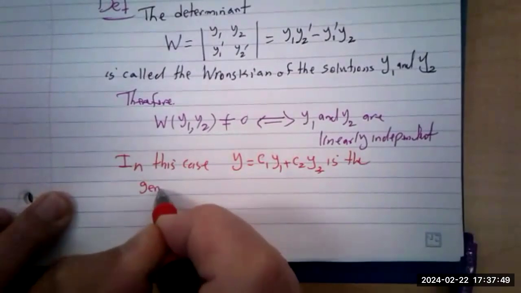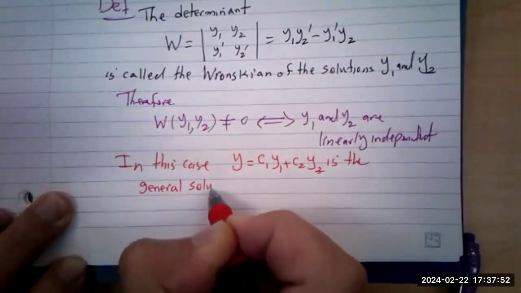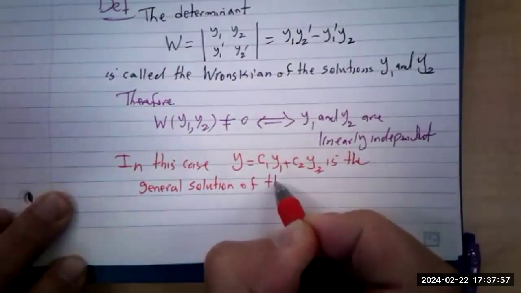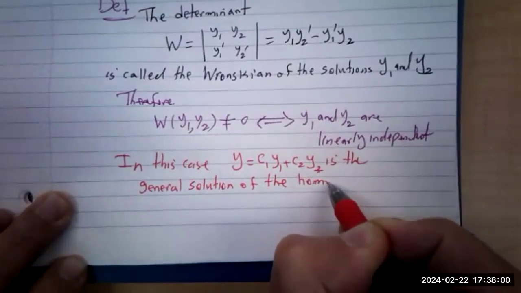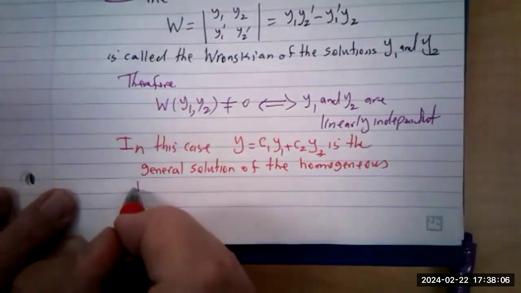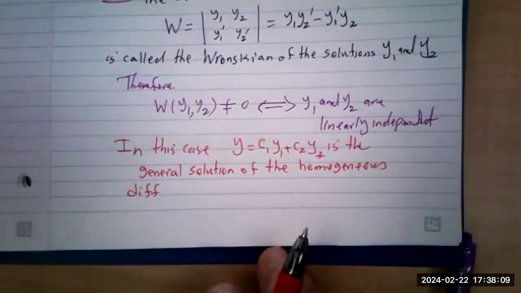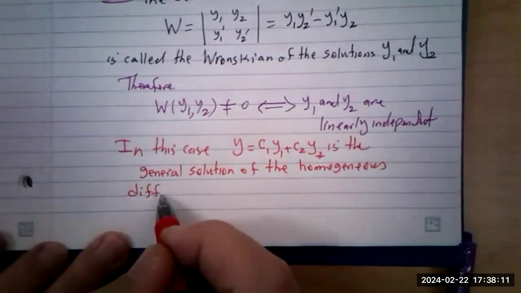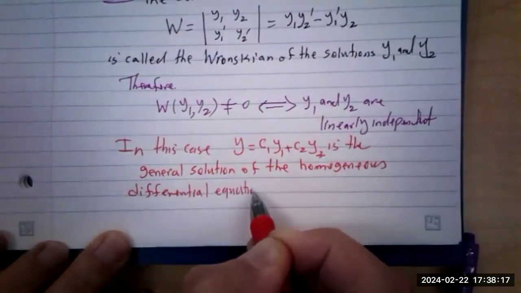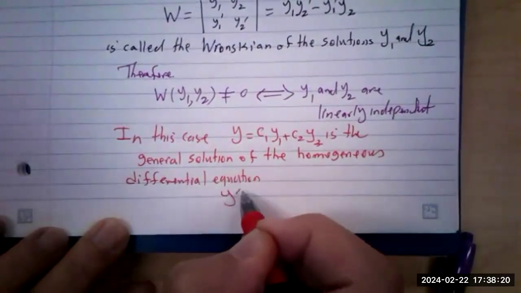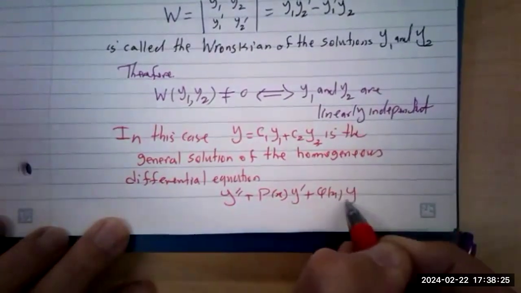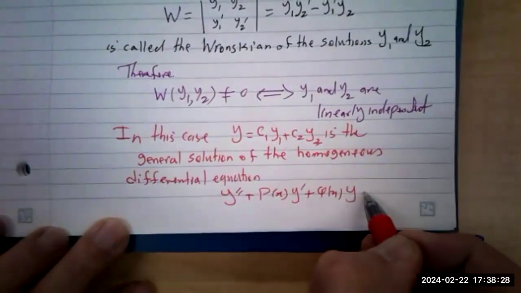of a homogeneous differential equation. Homogeneous, can you see it? Homogeneous differential equation, the one that we started with: y double prime plus p(x) y prime plus q(x) y equal to zero.